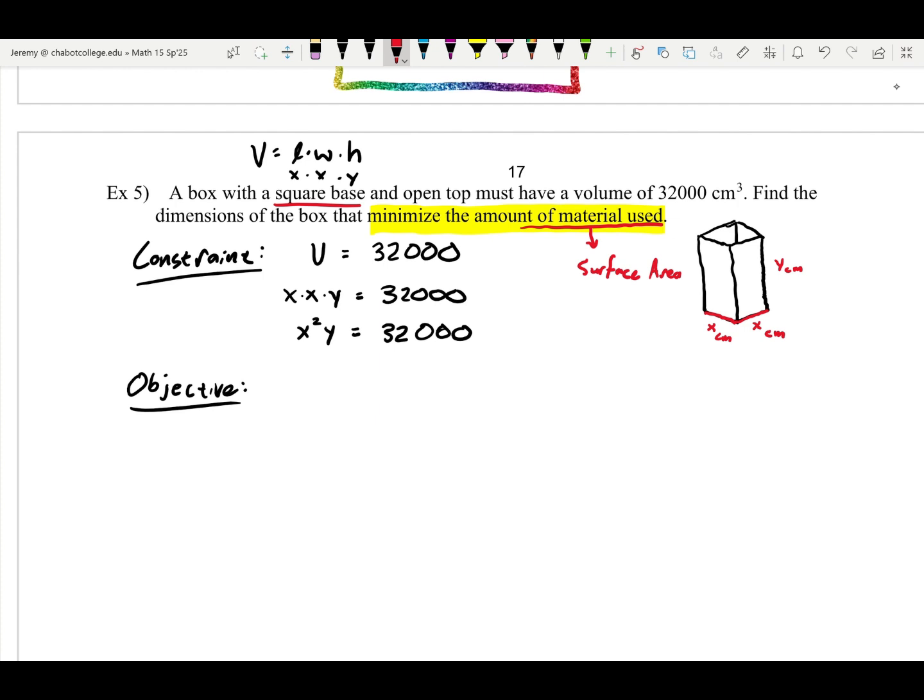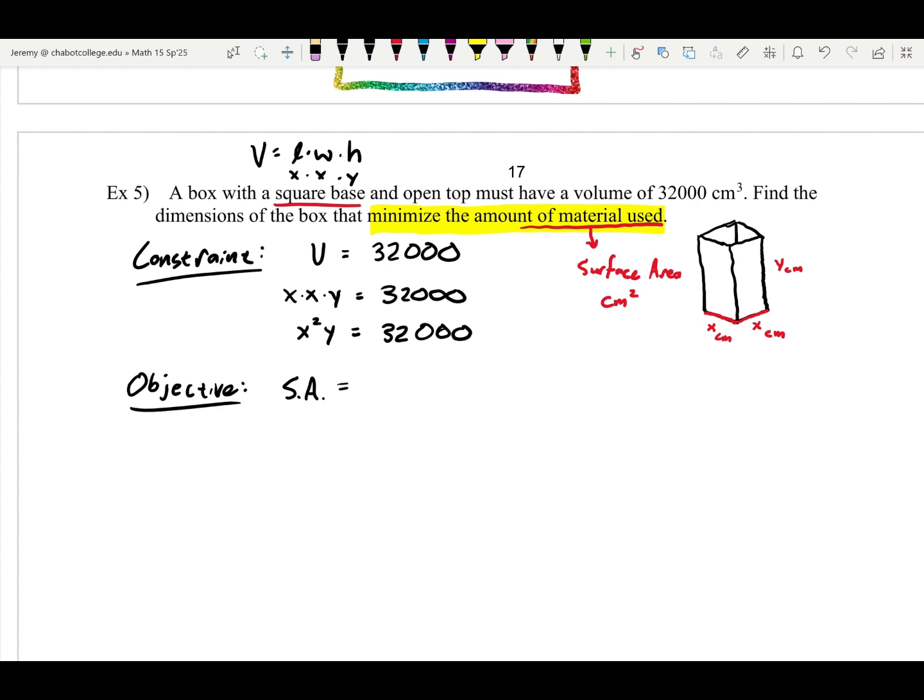And the units of that will be centimeters squared, right? Because volume is centimeters cubed, area is centimeters squared. So our objective function is going to be a surface area function. So I'll just label it SA for surface area. And what is the formula for the surface area of this box?